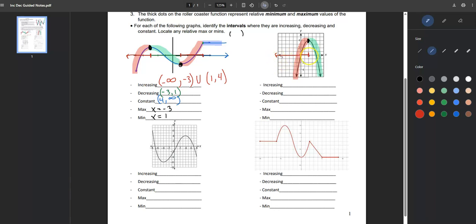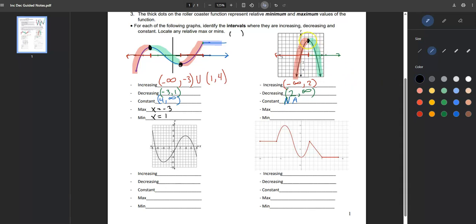So from -infinity to 2 is where it increases. And that's the only interval, so I just have to do that. And then it decreases from that point all the way to the right, so that would be from 2 to infinity for that one. I have no constant, so I'm just going to put NA. It's not applicable for that.